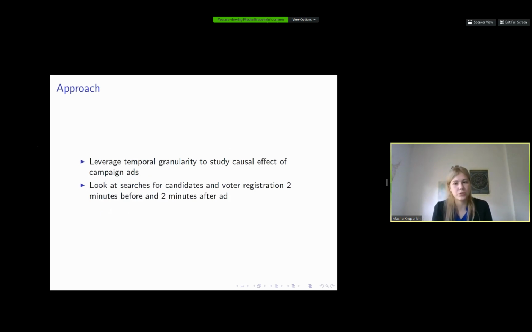The searches that I looked at were searches for candidates and searches for voter registration, because I wanted to look at information seeking behavior, so political engagement, as well as actual behavior, that is a step you need to take in order to vote. And we see that voter registration searches are actually quite correlated with actual voter registration in the real world.